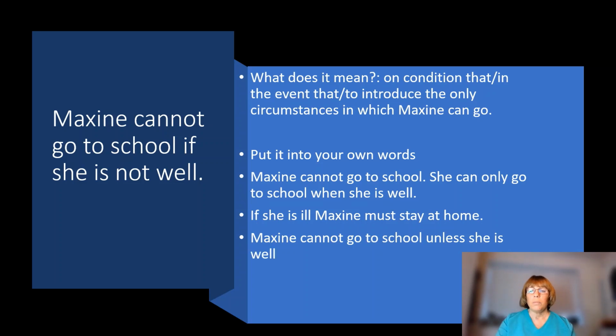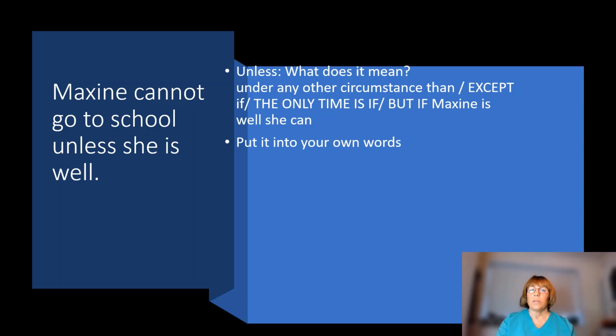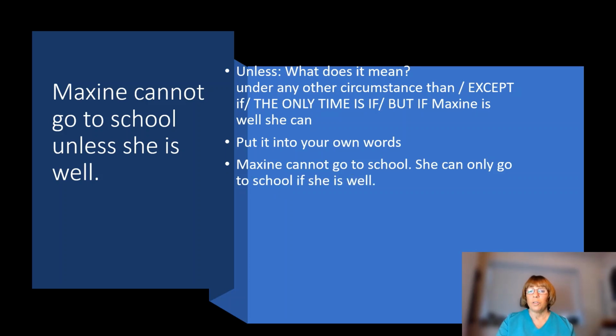What about if the sentence was, Maxine cannot go to school unless she is well. Well, we looked at what does it mean. It's got the same meaning as we've used it in the other sentences. To think about the only time she can go. So if I put that sentence into my own words, I would be thinking, Maxine cannot go to school. She can only go to school if she is well. I've had to use two sentences to say the same thing because I didn't use the word unless. If she is ill, Maxine must stay at home.